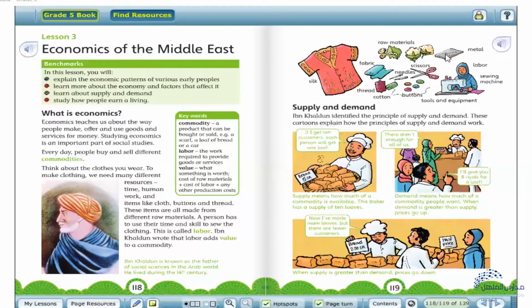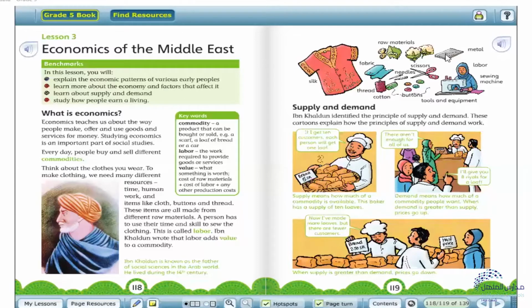Every day people buy and sell different commodities. We know that every day people go to the supermarket for food and also go to buy clothes and tickets and everything. All those things are called commodities. Anything that you buy from the shop is a commodity. So a commodity is a product that can be bought or sold. Okay, that's the word commodity.